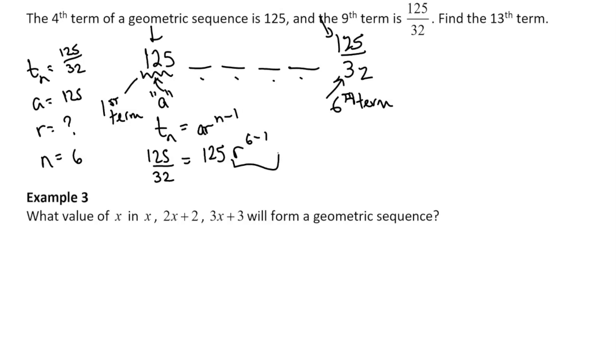So we could times both sides by 1 over 125. We could try and get this 125 onto the opposite side. And if we do something like that, so you times both sides by 1 over 125, then you're going to end up with something in which we could say 1 over 32 is equal to R to the power of 5.